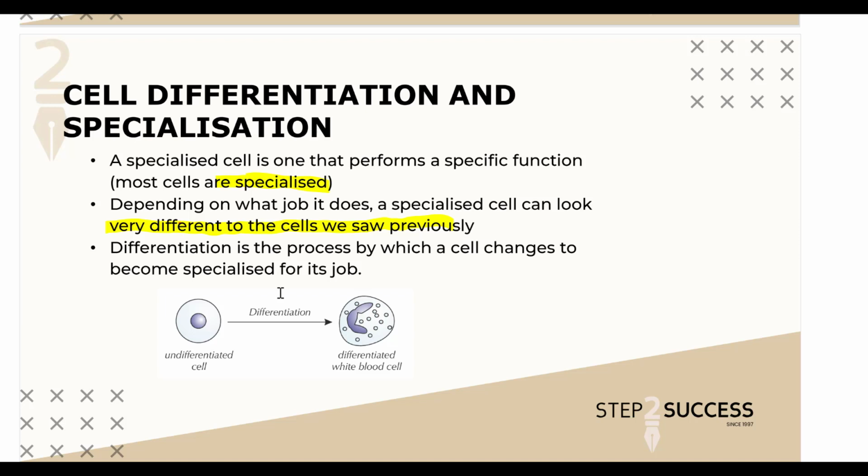Now, the word differentiation is just a word to say that a cell has changed to become specialized for its job. So an undifferentiated cell is one that looks a little bit like the ones that we saw earlier, so it's kind of in its original state. When it has differentiated, it means it has changed to a specific type of cell, such as a white blood cell. So it's a very small point, but it is something that you should be aware of, that cells do change from one type to another.